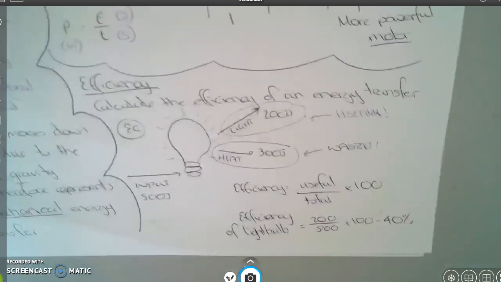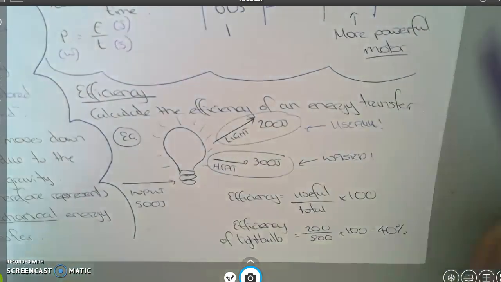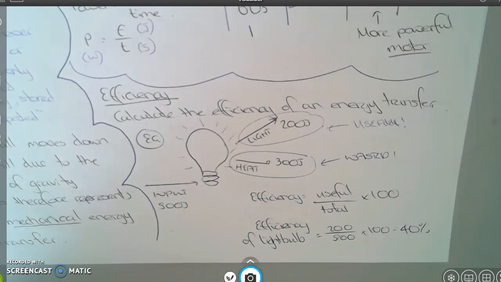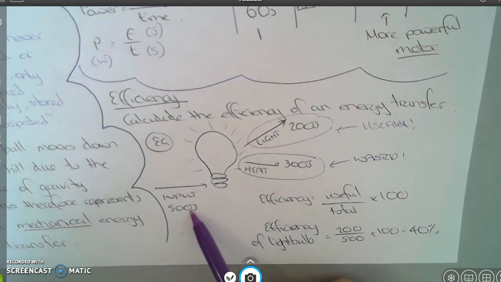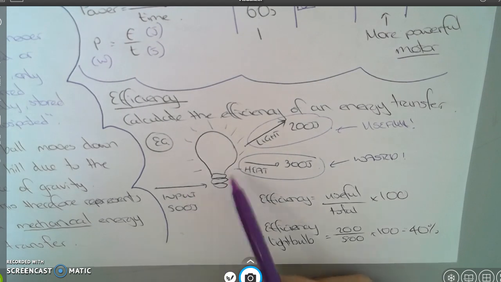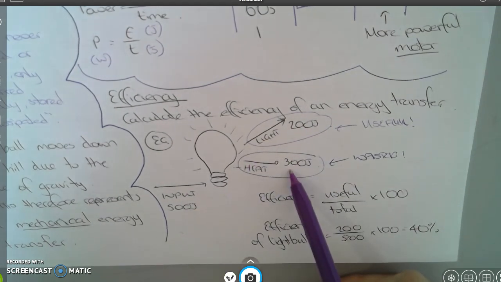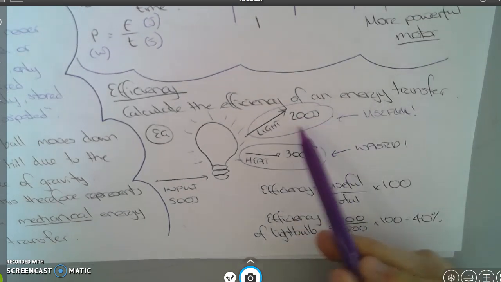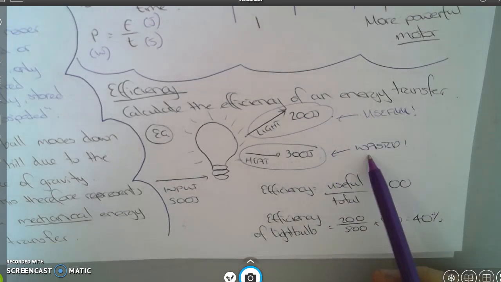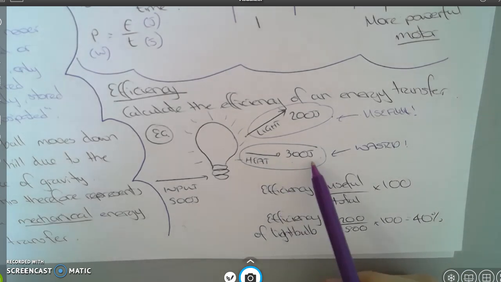Then we move on to this idea of efficiency. Efficiency is simply a ratio of how much useful energy has been transferred divided by the total amount of energy you've transferred to it. So let's look at this light bulb. Here's a light bulb, and it's had 500 joules transferred into it. 200 joules has come off as light, and 300 joules has come off as heat. Clearly, the light is what we want from a light bulb, so that's the useful, and the wasted is 300 joules because that's the heat.